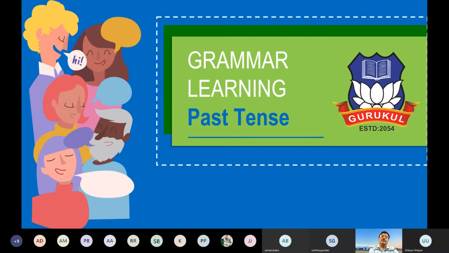So grammar learning, past tense. Today we are doing past tense. Last period we did present tense. In past tense, we will go into somewhat more detail: some situations where to use the four aspects of past tense, and examples and explanations we will be doing there. So everybody note down the things and follow and try to understand.